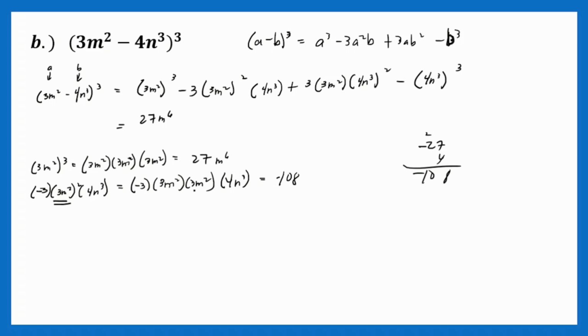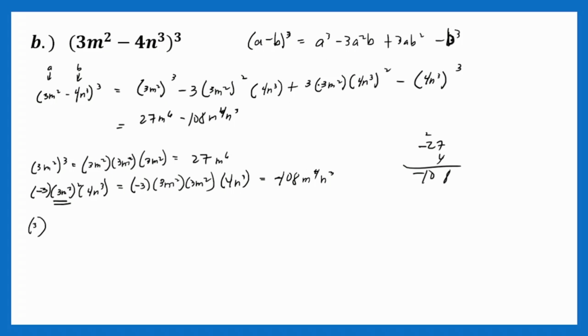M squared, dalawa. So, pwedeng pagsamahin, pero yung n cube, hindi na yun magagalaw. M squared times m squared, ilang m squared na? 4. Kasi ipa-plus natin yung exponent. Next, yung n cube, andyan lang. So, we have negative 108 m raised to 4 n cubed. Sorry, this is 4. Alright? That's it. Next, yung pangatlong term naman.